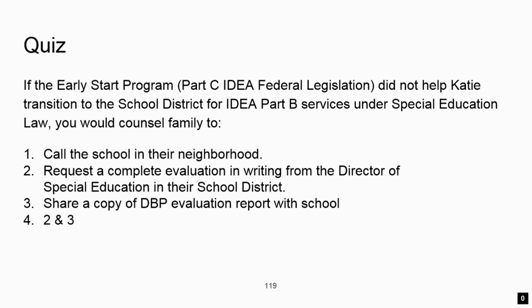So the early start program did not help Katie transition in her school district. So now what are we going to do to counsel the family? The options are: 1, call the school in the neighborhood; 2, complete and request an evaluation in writing from the director of special ed within the school district; 3, share a copy of the DBP evaluation with the school; or 4, would you do 2 and 3? So go ahead and use your clickers, please. We got about 7 seconds left.